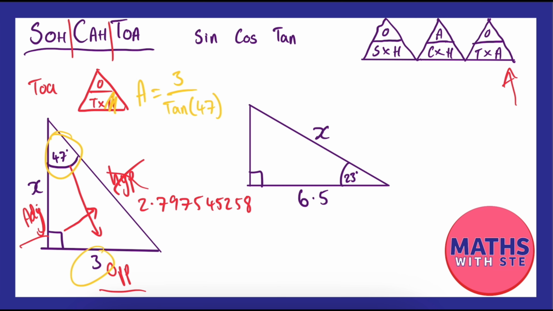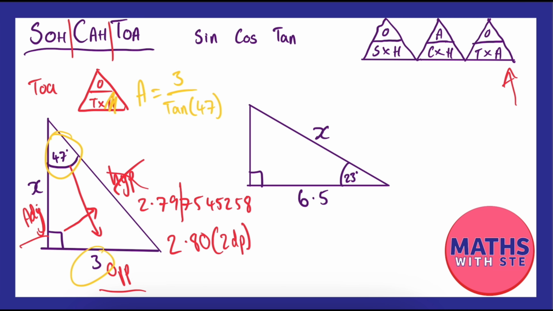Now, usually it will say round this to 1 or 2 decimal places. So in this case, I'm going to say round it to 2 decimal places. So if I'm rounding to 2 decimal places, first decimal is a 7, second decimal is a 9, so I can put a line after that. And I can see that the 9 is 5 or over, so that's going to make that 7 go up. So that's going to round up to 2.80 to 2 decimal places. And that's the answer to that question.